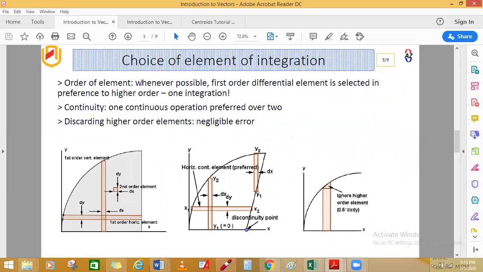Okay, now here, in terms of the choice of element of integration, what they mean here is that small piece, let's say this small piece that you're going to use to integrate, like this one is a vertical one, okay? And this small one here is a horizontal one. But the most important thing is that it's a first order horizontal element.